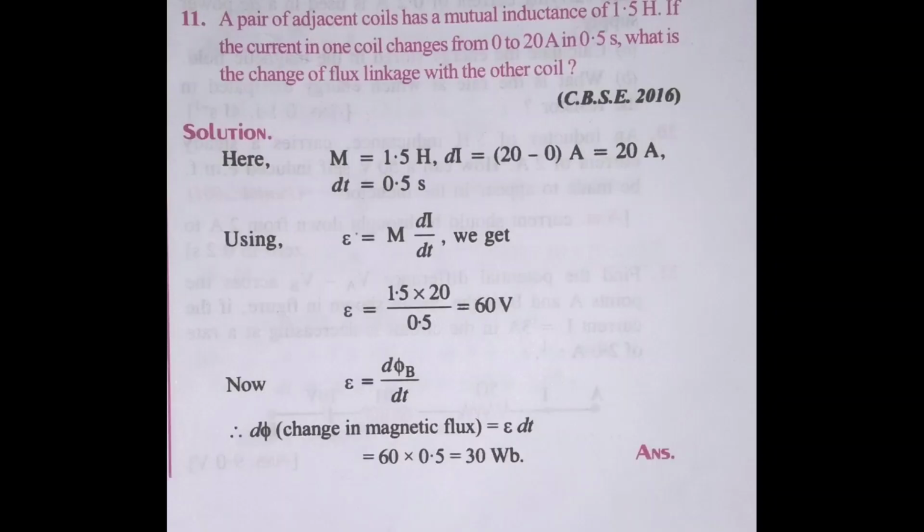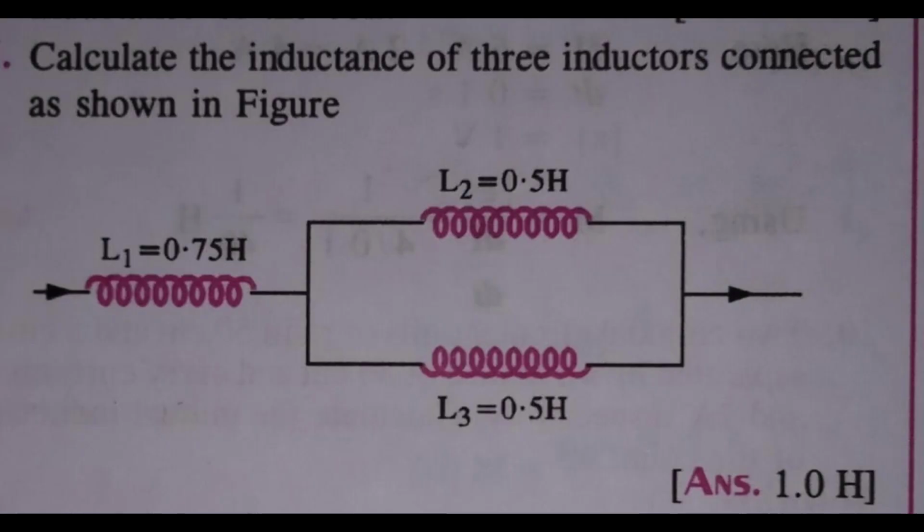But for this case, we have to calculate the change of flux linked with the other coil. We already know the formula of the induced EMF in terms of flux is epsilon is equal to d phi B divided by dt. So just rearrange this formula. We have d phi is equal to epsilon into dt. Put the value of epsilon 60, multiply it with dt, that is 0.5, and we have the final answer. So this is for practice.